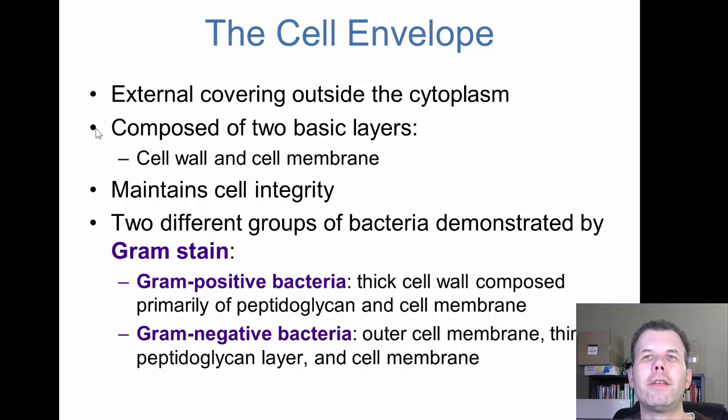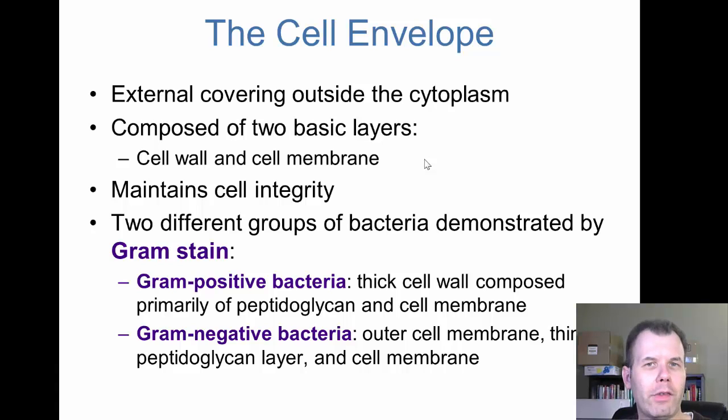Okay, the next thing we're going to look at is the cell envelope, and that's basically what surrounds the bacteria. We're going to spend a little bit of time looking specifically at the cell wall. Now, the cell wall is very important in the bacteria. This is one of the things that is very different between bacteria and us, besides not having a nucleus.